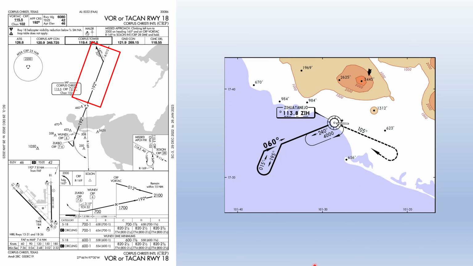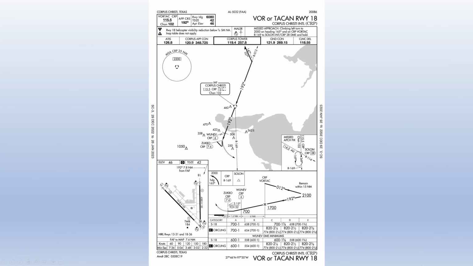A procedure turn is depicted with a barb symbol on government charts, and on Jeppesen charts it's basically depicted as it's usually flown. It's a fairly simple maneuver to fly, and there's more than one way to do it. The most common method is to navigate to the fix where the turn starts, which is usually an initial approach fix for the approach, labeled IAF on the chart. Once you reach that fix, you want to fly outbound on the inbound course, typically for 2 minutes, though you may want to use 1 minute for a faster aircraft.